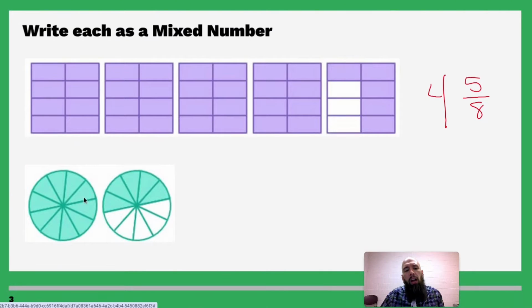Okay, right here we have 1 whole. Ooh, and this is going to change the game slightly. We also have 1, 2, 3, 4, 5 tenths. So we have 1 whole and 5 tenths.